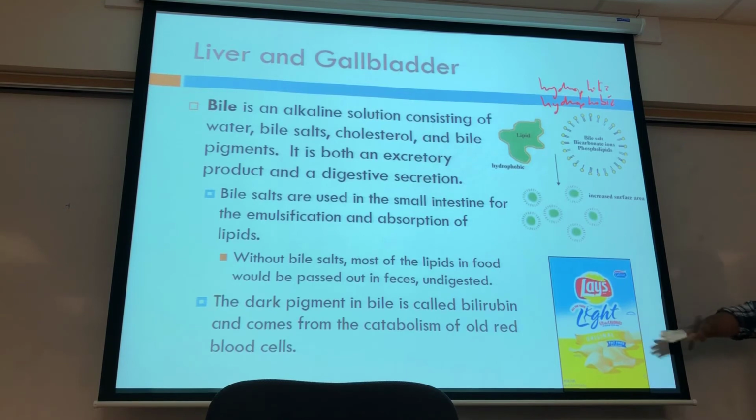And one of the common side effects of people that ate these particular olestra-containing products was a condition called steatorrhea. It kind of looks like the term diarrhea.